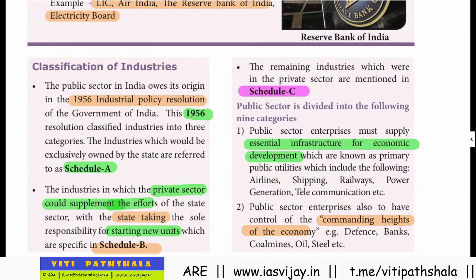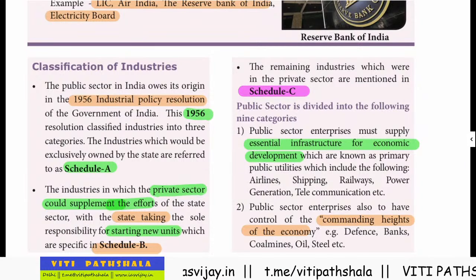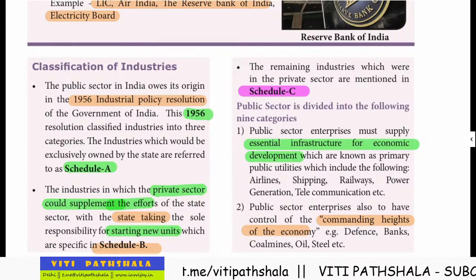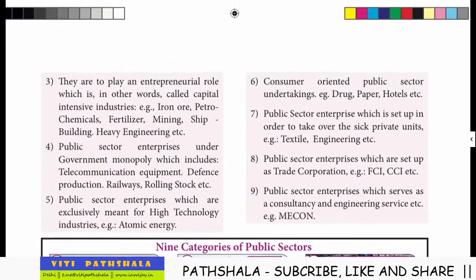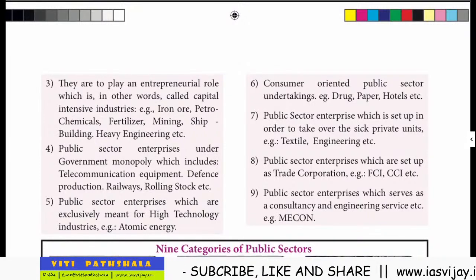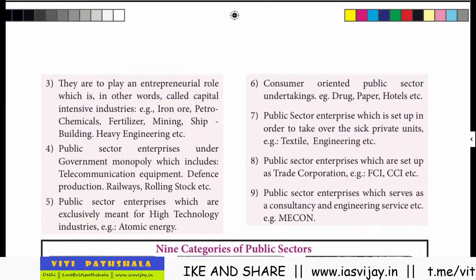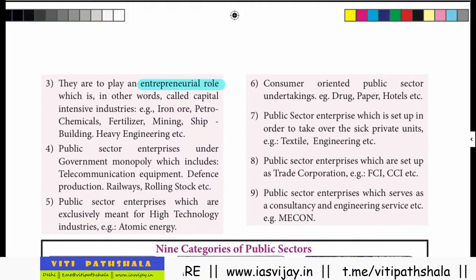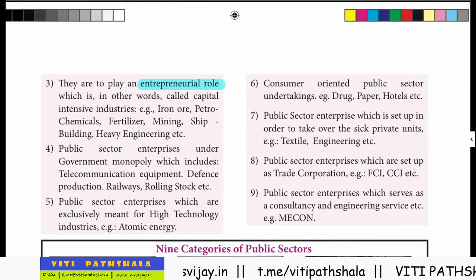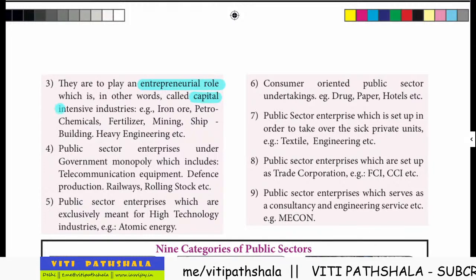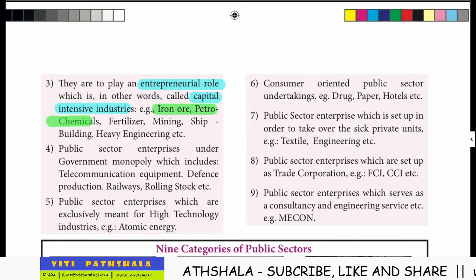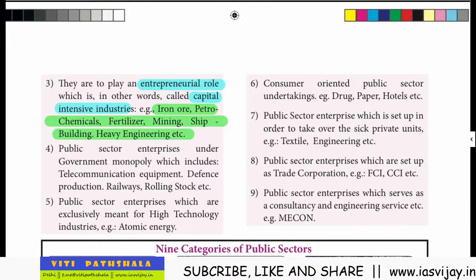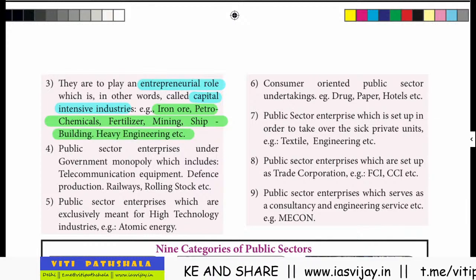Example: defense हो गया, बैंक हो गया, coal mines होगी, oil and the sea, स्टील, ये सब किसके हाथ में होगा? पब्लिक के. Then they are to play an entrepreneurial role. So here a role of the entrepreneurial role has to be played. In other words, called as the capital intensive industries. Example: iron ore industry हो गई, then petrochemical, fertilizers, mining, shipbuilding, heavy engineering, etc.